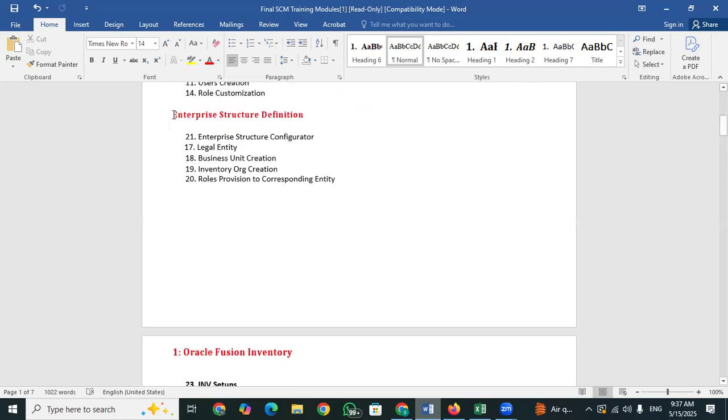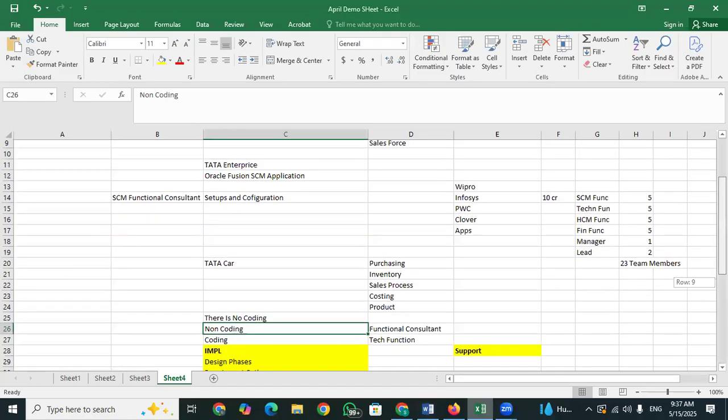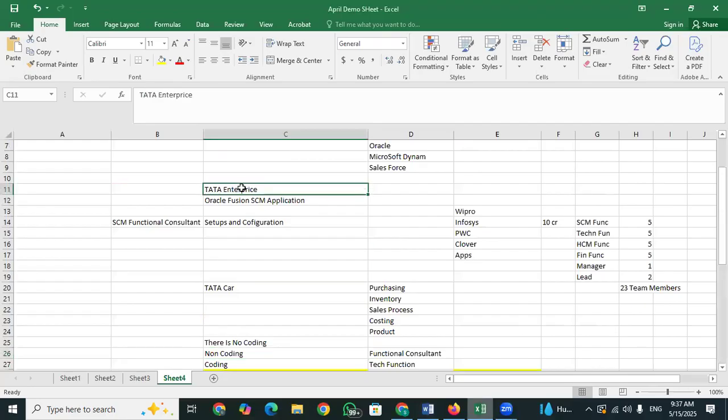After that, we can start enterprise structure. Enterprise structure is, for example, as in yesterday's discussion, we will take one example called Tata. The Tata enterprise, how does it come into the application level? Under the Tata enterprise, what are the business units? What are the inventory organizations? What are the sub-inventories? What are the locators?